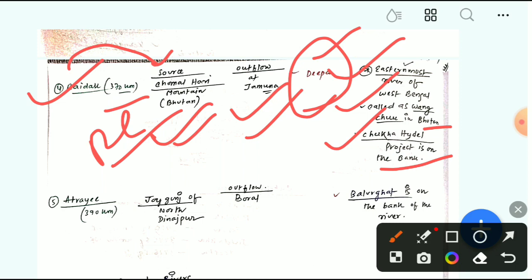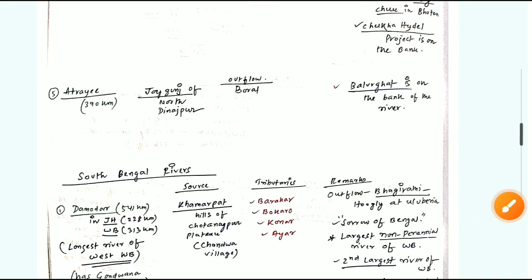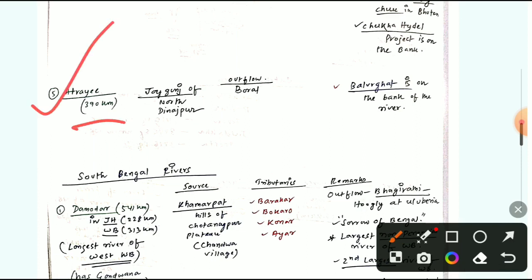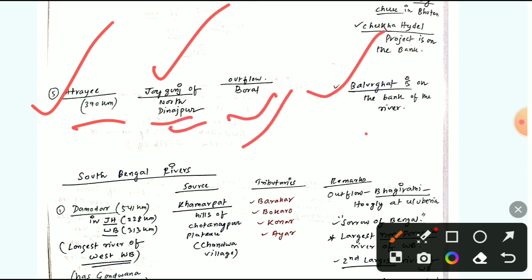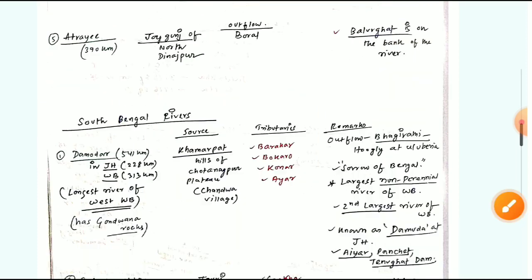You can remember it by RC, that is Raidak Chomalhari. Next is a very important river, the Atrai river. Its length is 390 kilometers. Source is Joygunj of North Dinajpur. Outflows at Boral, and Balurghat is on the bank of the river. Important. So we have completed the North Bengal rivers.